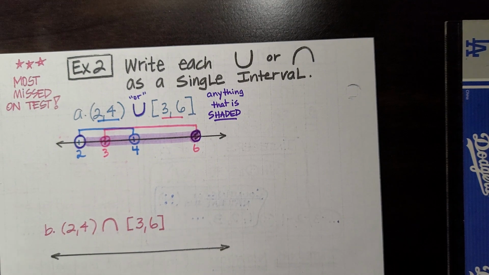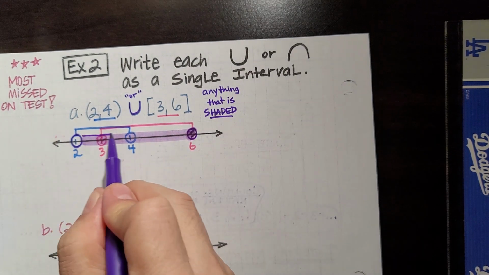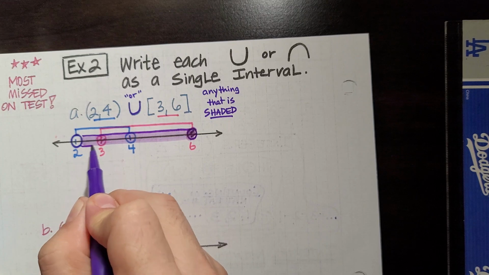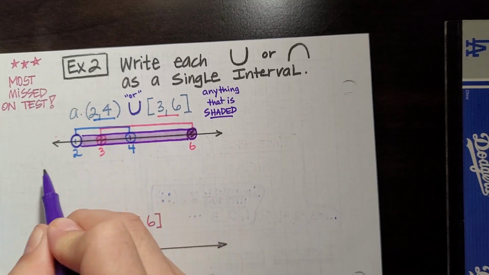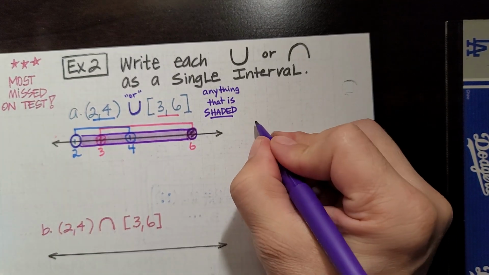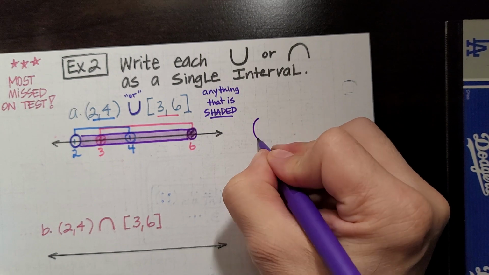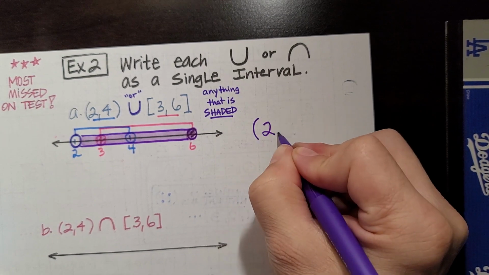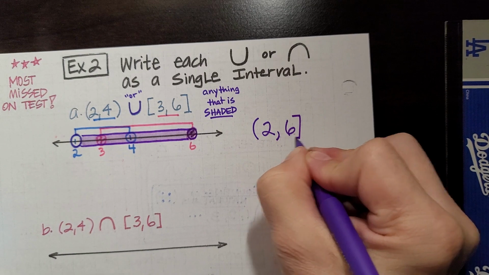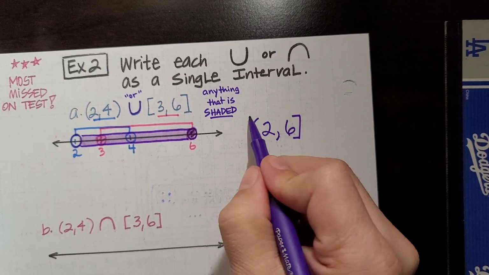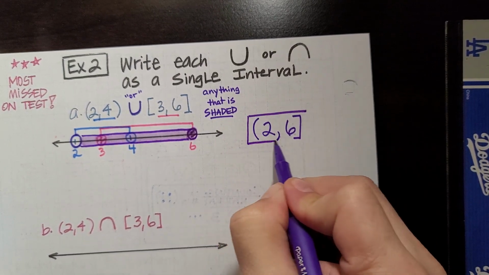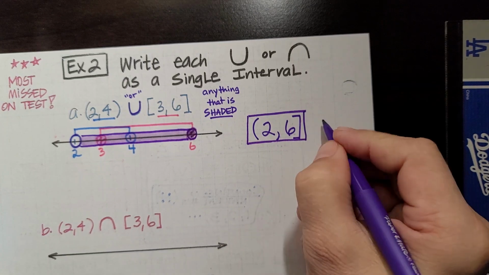And write your single interval like this. It's going to be a mixed interval. It's going to be the interval open at 2, closed at 6. There is your final answer.